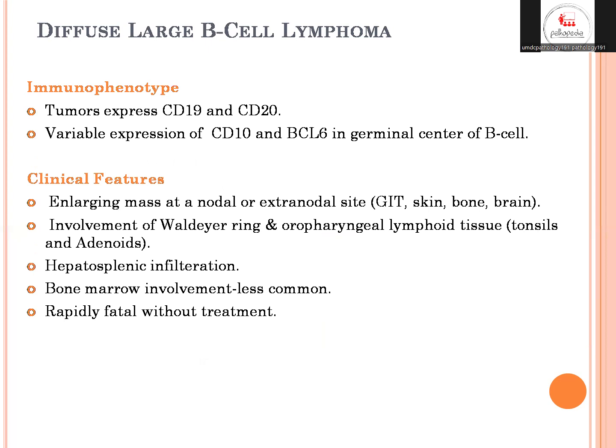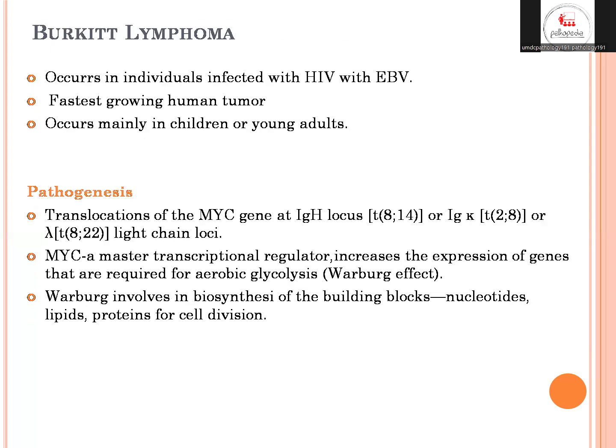B cells. Clinically, they appear as an enlarging mass at a nodal or extranodal site like GIT, skin, bone, and brain. They involve Waldeyer ring and oropharyngeal lymphoid tissue like tonsils and adenoids. They also infiltrate spleen and liver, show bone marrow involvement less commonly, and are rapidly fatal without treatment.